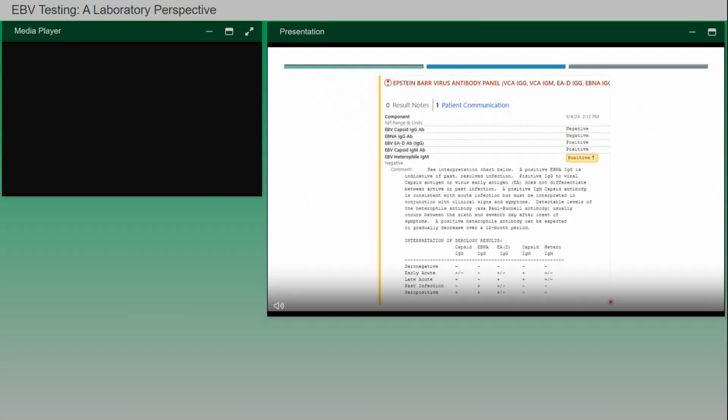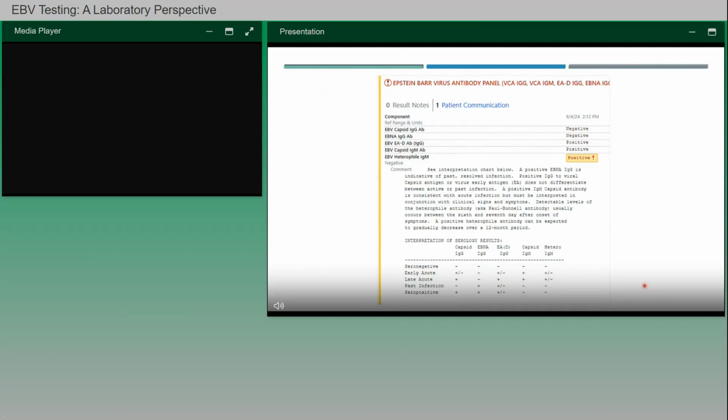And this is kind of what it looks like. This is exactly how it looks in our electronic medical record. You can see the qualitative result there, and we have a text description as well as an interpretation table for the various markers there. So you can see in this patient, the early antigen antibody was detected, as well as the capsid IgM antibody, and that heterophile IgM, that kind of surrogate for the Monospot, was also positive.